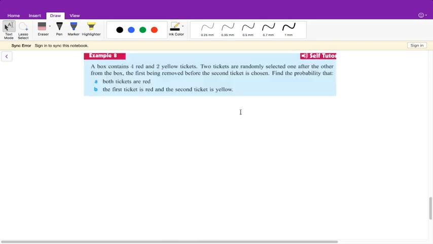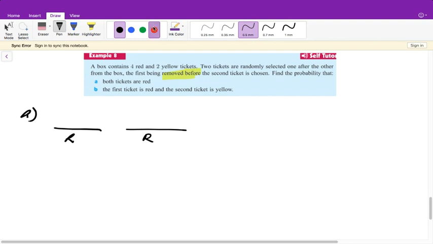All right, so for this one here, for A, it says a box contains 4 red and 2 yellow tickets. 2 tickets are randomly selected, one after the other from the box. The first one's removed. That's the key thing. It's removed before the second ticket is chosen. So that tells me that this is dependent. So find the probability that both are red. So I'm going to draw these 2 lines, because this is how I always think it's easier for kids to understand, because these represent events. And in both, I want to have a red ticket.